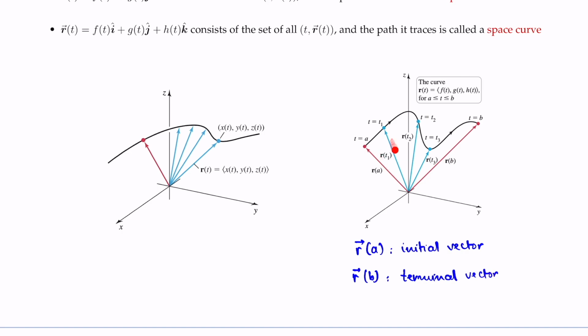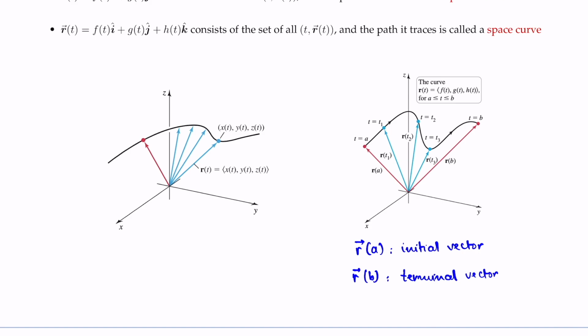And the vectors you see on the graph are the position vector, and it's just a snapshot of the curve in time. So here, r of t1 is the position vector at time t equal to t1. R of t2 is the position vector at t equal to t2, and r of t3 is the position vector at t equal to t3.